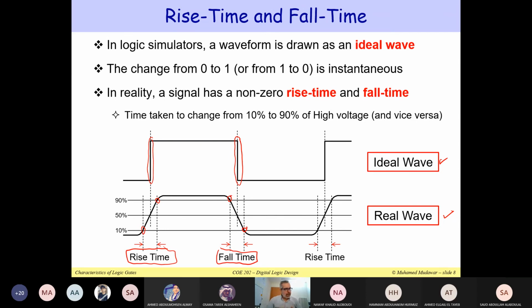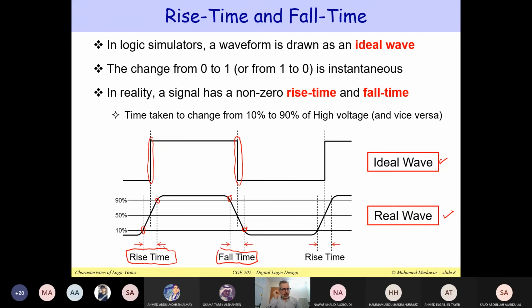So these actually can be measured, okay, for a given signal. It takes time for the signal to jump from 0 to 1, and it takes time to drop from 1 down to 0, or from high voltage to low voltage. So we can define the rise time and the fall time if you look closely into these signals.